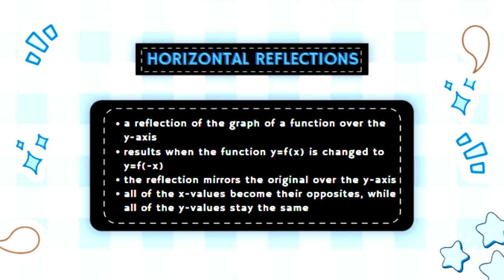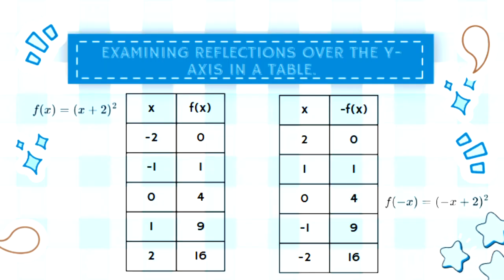It results when the function y equals f of x is changed to y equals f of negative x. The reflection mirrors the original over the y-axis. All of the x values become their opposites, while all of the y values stay the same. So this is the exact opposite of what we did in the last lesson. X values are changing, y values are staying the same.